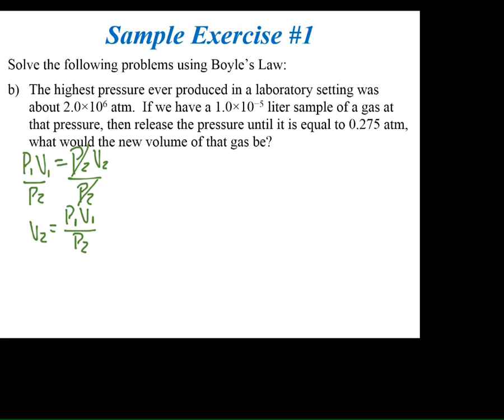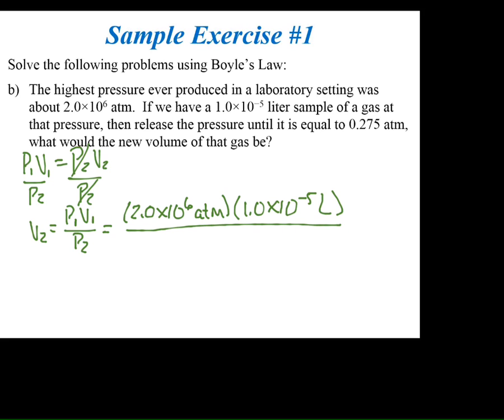Okay, so P1, that's the initial, the starting pressure. What was the starting pressure? 2.0 times 10 to the 6 atmospheres. Okay, good. V1. 1.0 times 10 to the negative 5th liters. Yeah, so we have a huge pressure. Again, like I said, 2 million atmospheres, and a super tiny volume, 100,000th of a liter. So it's not much of a gas at all, but it's under a huge pressure.